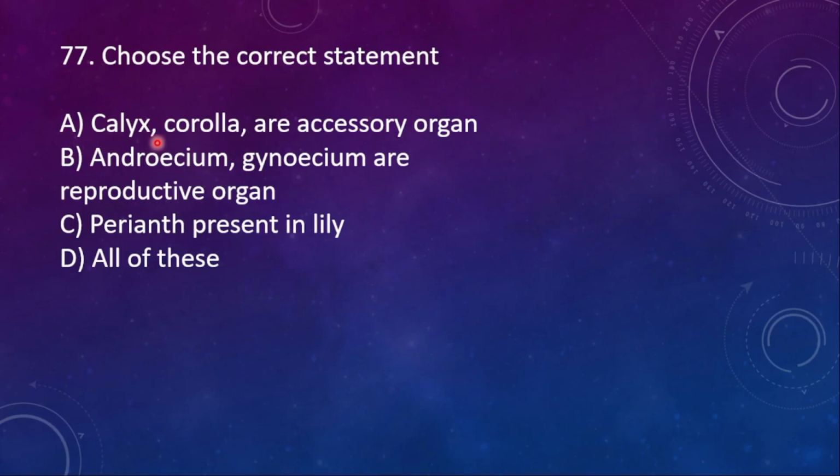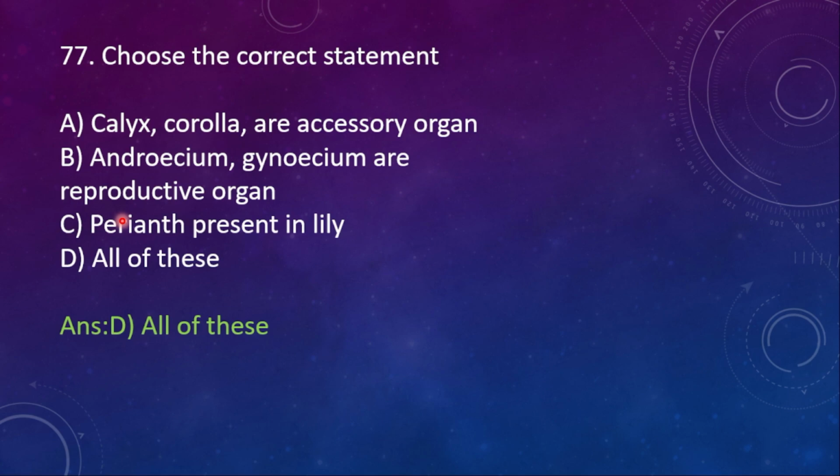77. Choose the correct statement. Option A, calyx, corolla are accessory organs. B, androecium, gynoecium are reproductive organs. C, perianth present in lily. Option D, all of this. So here all are correct.